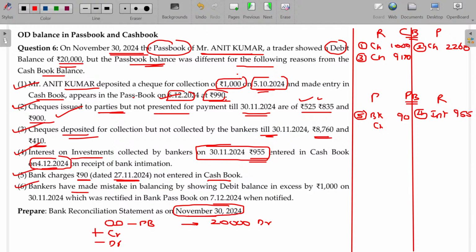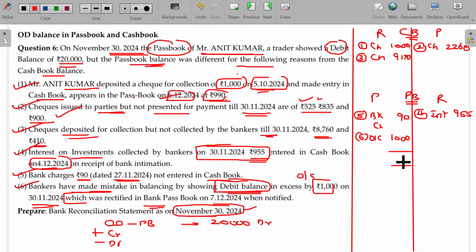Sixth one, bankers have made a mistake in balancing by showing debit balance in excess by 1,000 on this date, which was rectified in the bank passbook later on. Anyhow, the rectification is finished, but as on the date of verification, there's an excess value in the debit side by the banker. Debit side excess means overcasting. Which side? Debit side. In case of overcasting, it should be posted on which side? The same side. So you have to post that 1,000 rupees here itself. This is nothing but overcasting.